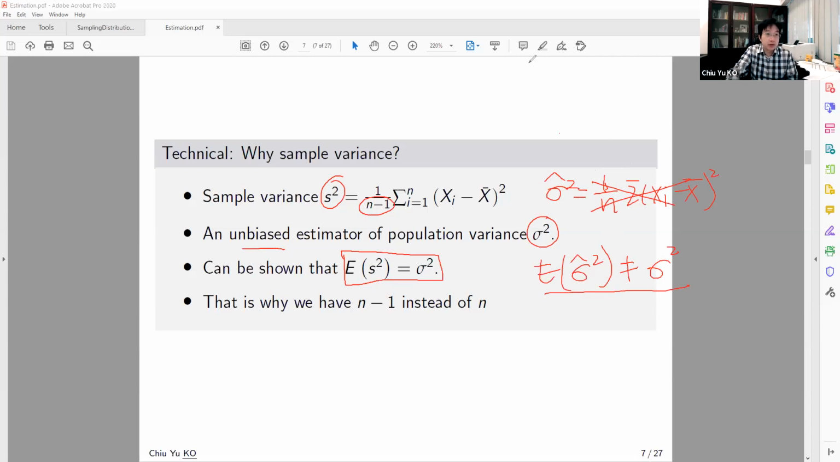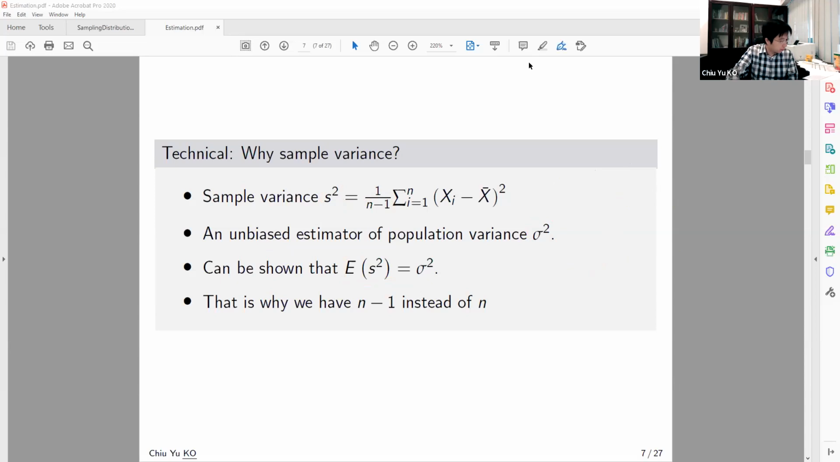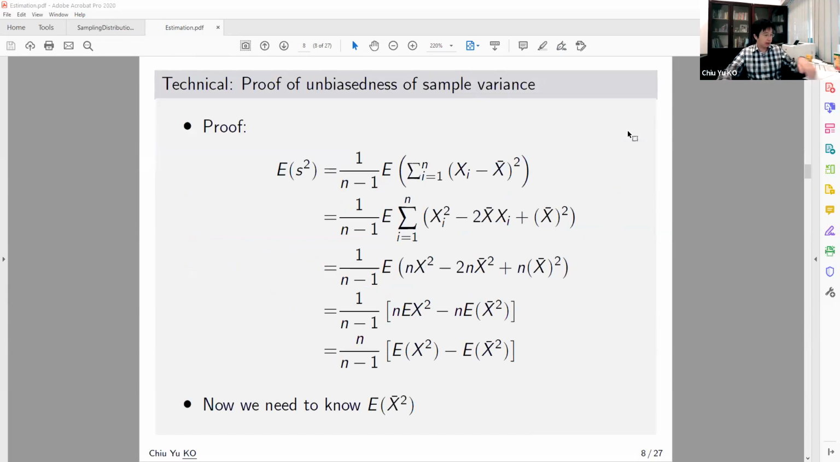Now we're giving you the proof. The proof is not very complicated. I'll try to explain step by step because that would probably be the last few proofs we're doing in this course, except there's some proof in the regression, but other than that, we don't have much more proof. So here is the meaning, right? S squared, take n minus 1 out.